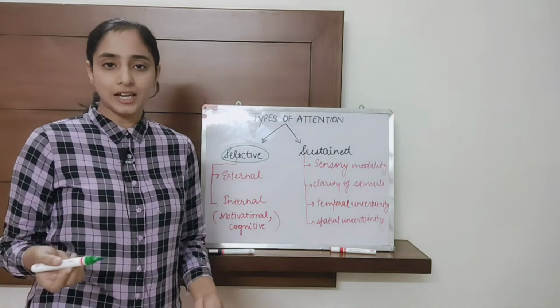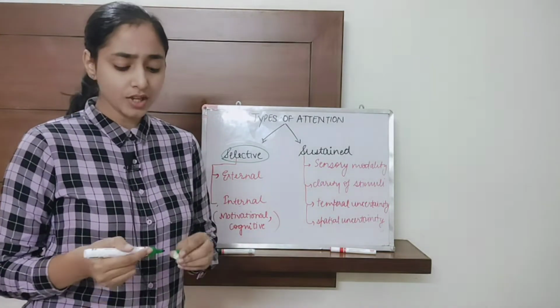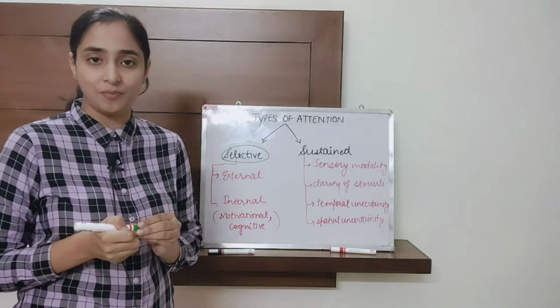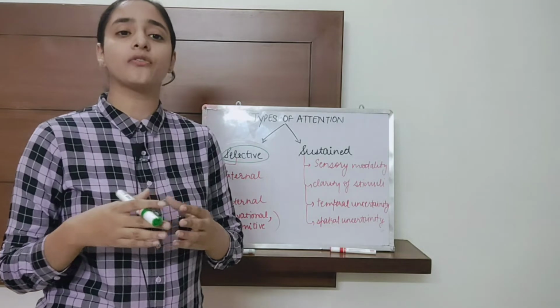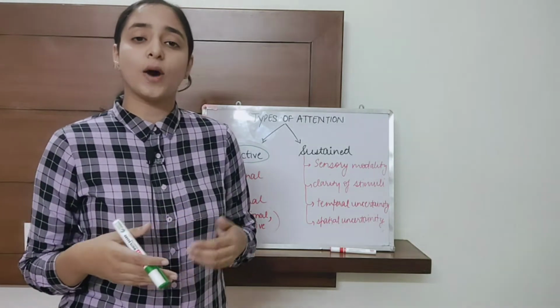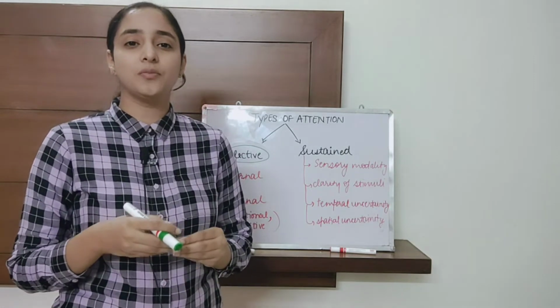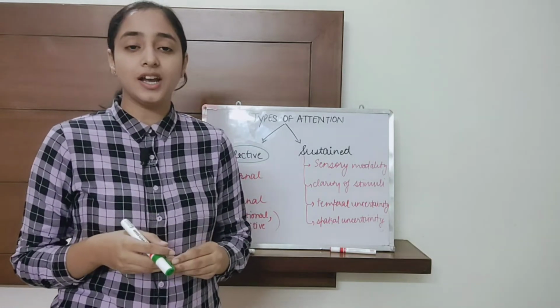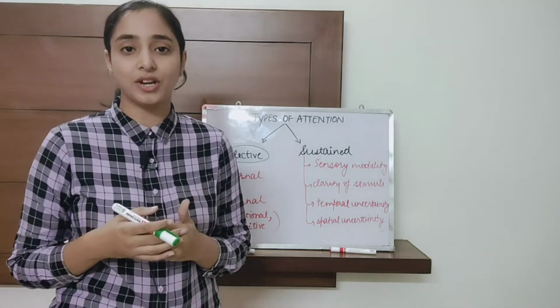It is very clear from the word itself, selective means to select something. So selective attention basically means to select a particular or a few stimuli out of a large number of stimuli that are present around us. So why does this happen? This happens because our brain has a limited perceptual capability. Our brain cannot attend to a lot of information simultaneously.